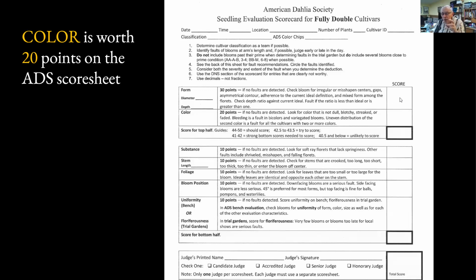a number from 0 to 30. Now you've got to realize, so we got 30 here, 20 there, and then each of these other classifications, substance, stem leaf, foliage, bloom position, and uniformity in the bench or floriferousness in the trial garden are 10 points each. Total then for a perfect bloom that you'll never see is 100. So you need to have this total to be 85 or more to be considered for the classification book.